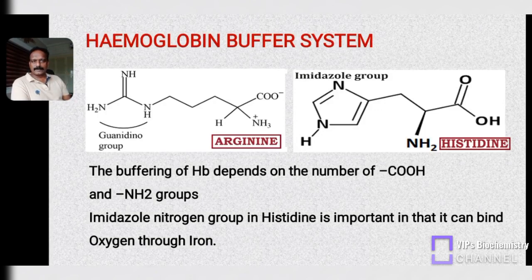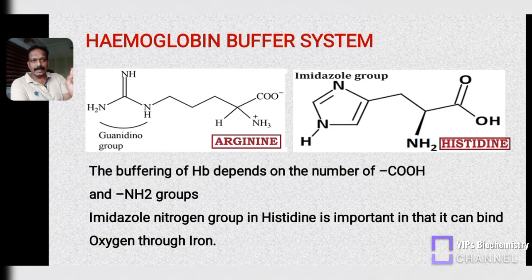So, the hemoglobin buffer system accounts for more than 35% of the entire buffer capacity of blood. Now, the buffering capacity of hemoglobin depends on the presence of COOH and NH2, obviously the amino acids present in it. Here, especially important are arginine and histidine. Both of them are basic amino acids. Here this nitrogen, the imidazole nitrogen of histidine, is very important in that it can bind oxygen through iron.